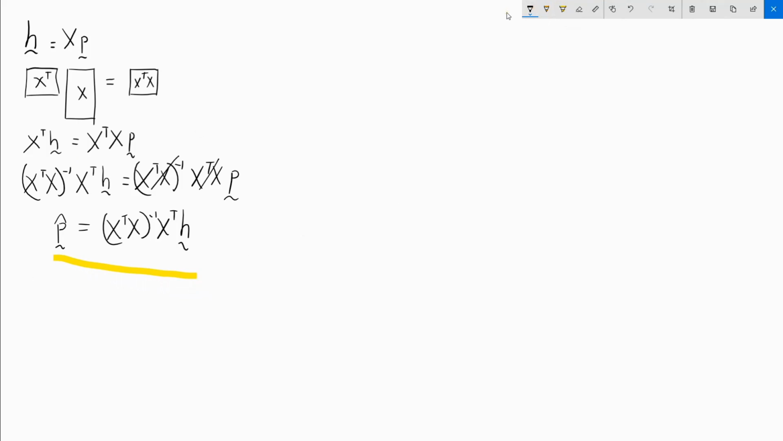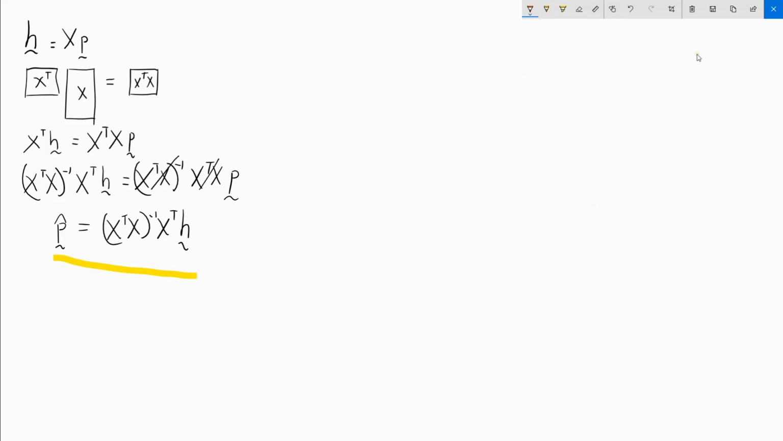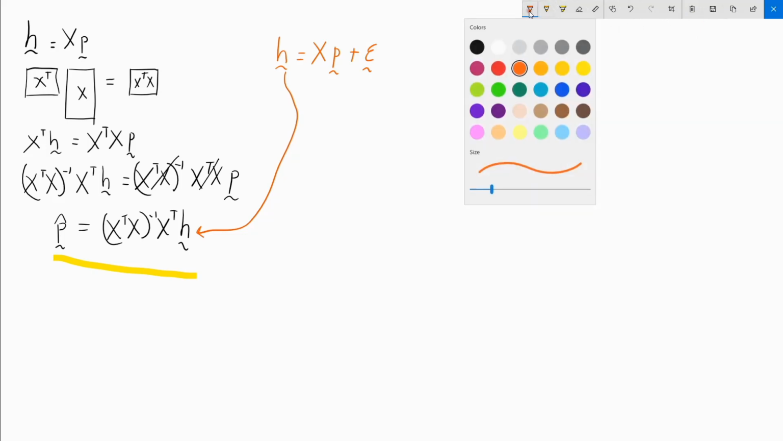So let's go back up to the top here and write down our original equation, the equation which describes the situation that we're in when we're trying to calibrate a model. H equals Xp plus epsilon. Now I'm not ignoring the fact that there's noise associated with the calibration data set. Let me substitute that into here and write some more equations.